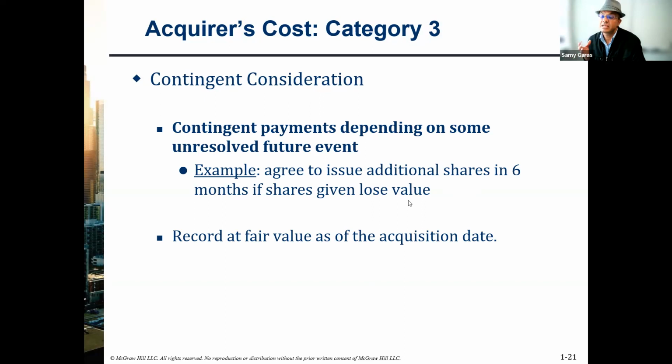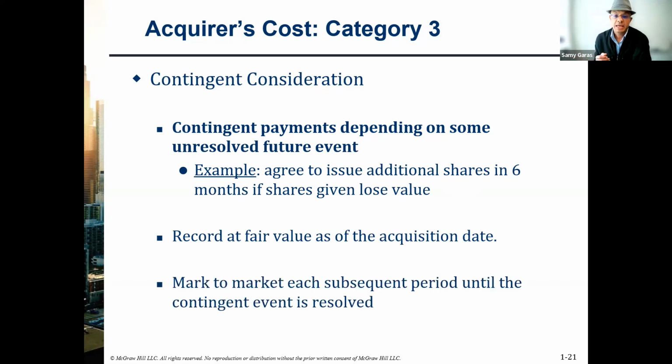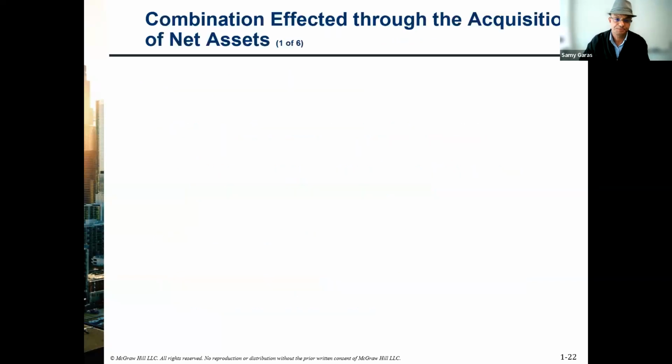And this is, as I said, a commitment from the parent company to the subsidiary company. And we mark to market each subsequent period until the contingent event is resolved. So we check if there are any changes in the market in the coming years until we resolve this contingent consideration.